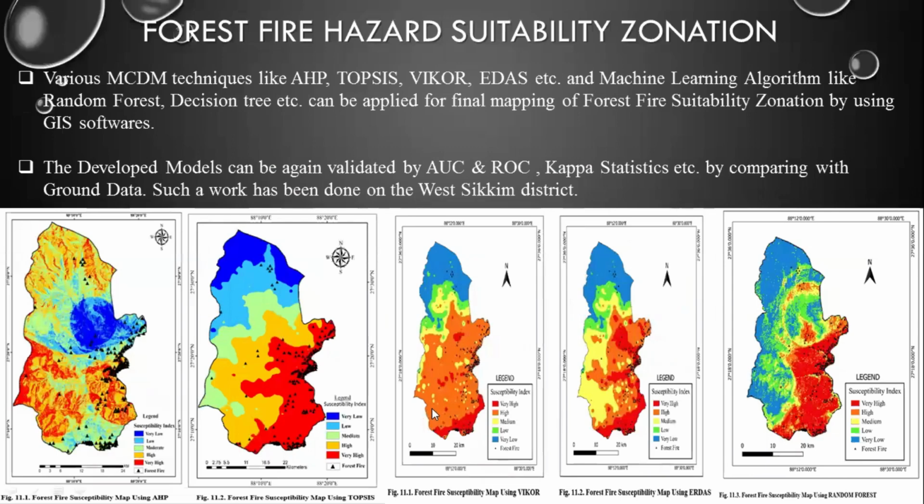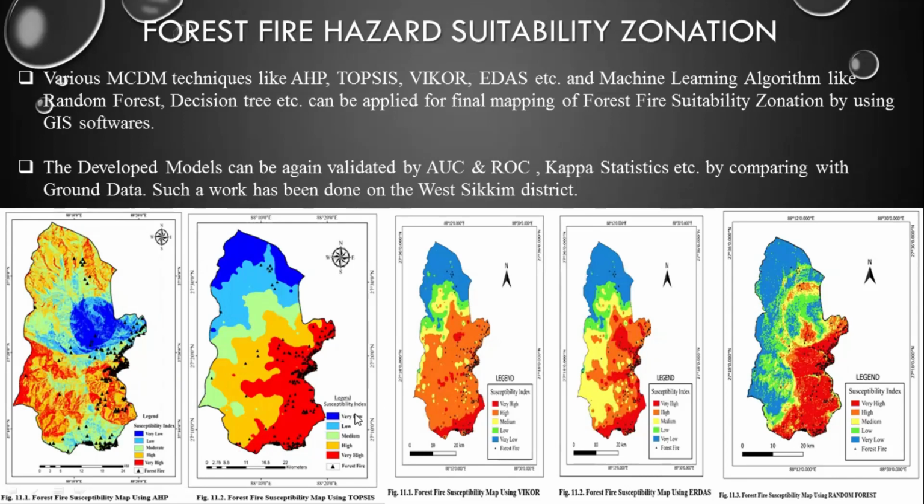So what were the modeling techniques that were used? We had used AHP, TOPSIS, VIKOR, EDAS, and these are called MCDM techniques. These four are the MCDM techniques, and we used a machine learning technique called random forest. So these were used to check which are the areas which are most susceptible to forest fires.